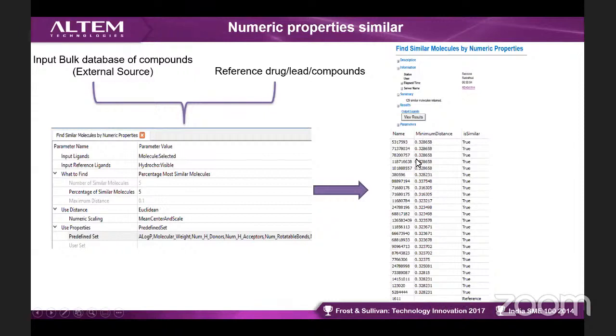With the reference, how much is the distance, how similar is it? Is it similar? Yes. How much similar? Yes, true or false. All those details you are able to get from here. It is very easy to interpret also. True means yes, it's similar, false means it's not similar. So I can take only the similar molecules based on the distance, and then take them for further analysis. This is one way of screening molecules based on numerical properties.